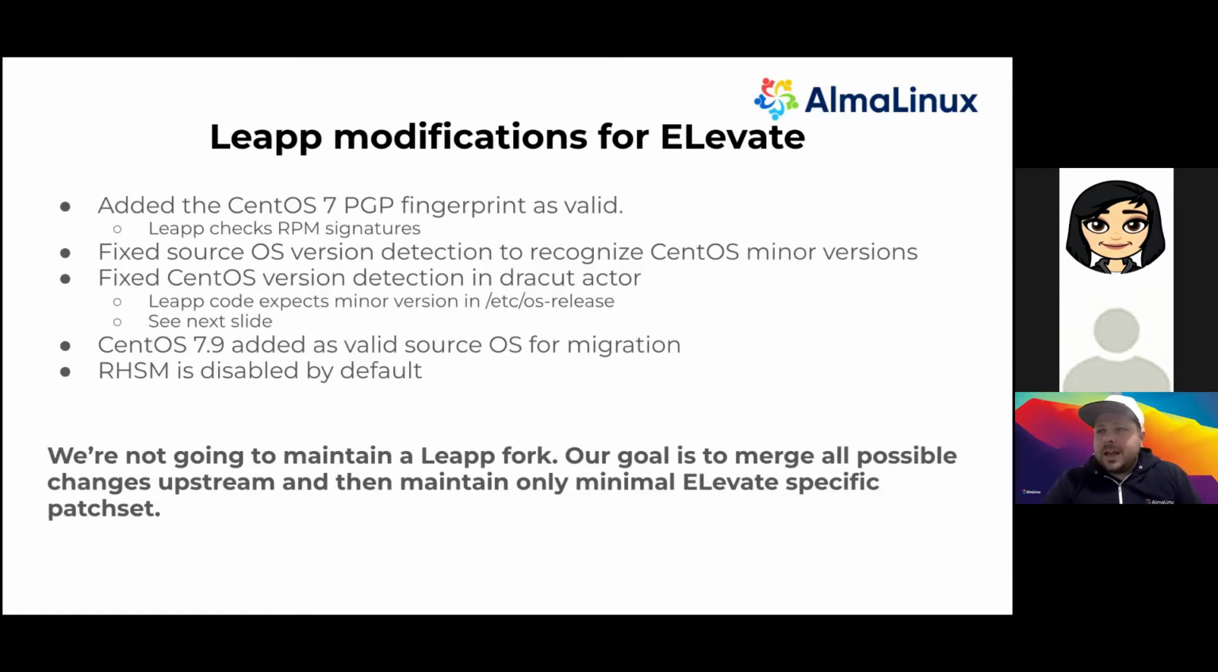It also has a Dracut actor, which we had to fix the CentOS version detection in. Like I said, Leapp code expects minor versions in whatever the string that the system is reporting back. And again, that's on the next slide, so I'll show you what that looks like and what we had to do there. Also, we had to add CentOS as a valid source for migration, since again, it only supported Red Hat Enterprise. So we had to make sure that you could go from CentOS, from Oracle, from whatever it is. We had to add those in there.